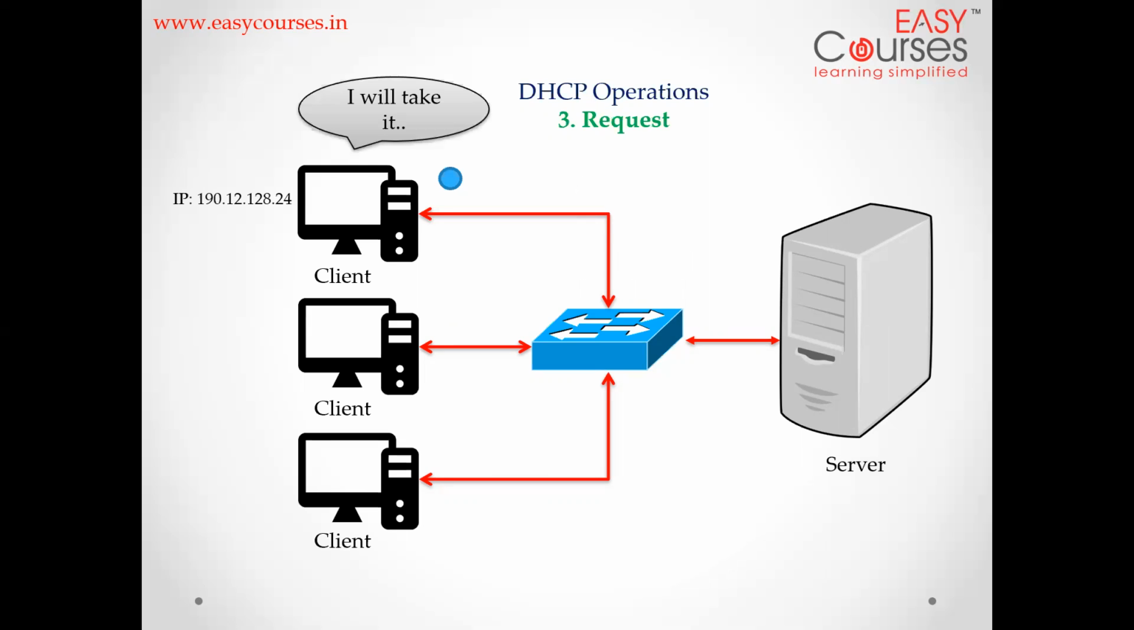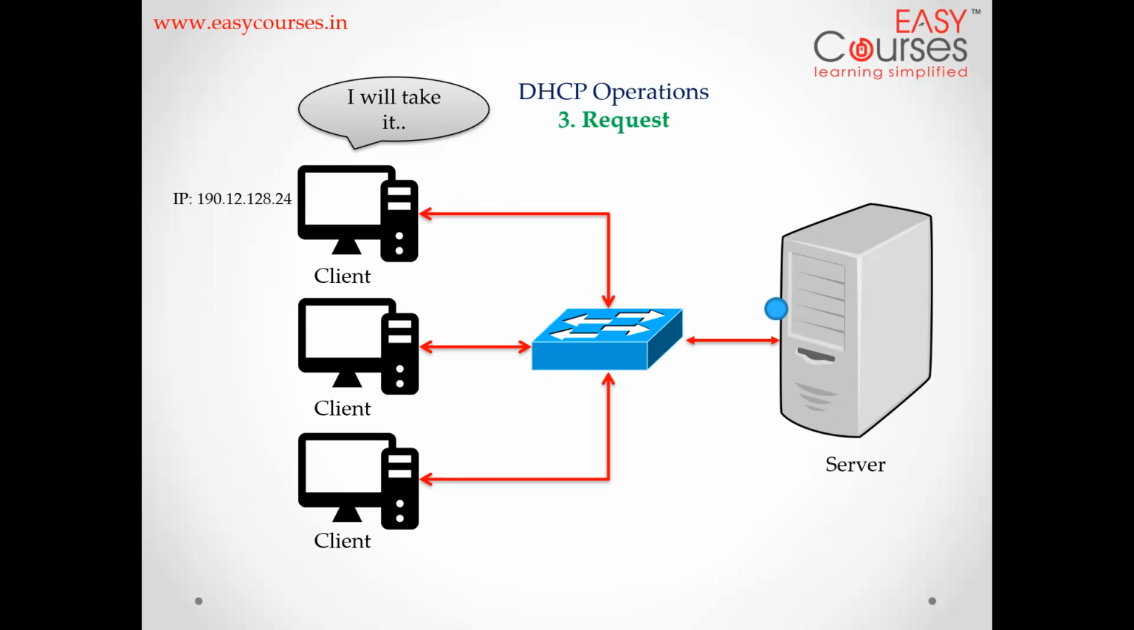The third phase is the request phase. Once the client machine receives the IP address, it has to send a request message to the server to block that particular IP. So the client sends a request message to the server machine asking it to block the IP for that respective client.